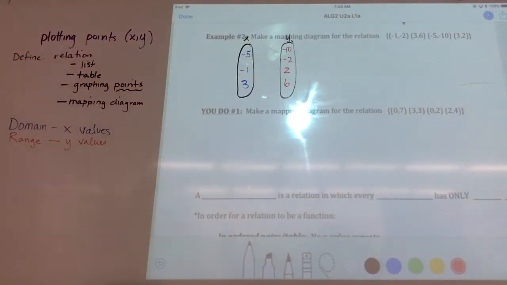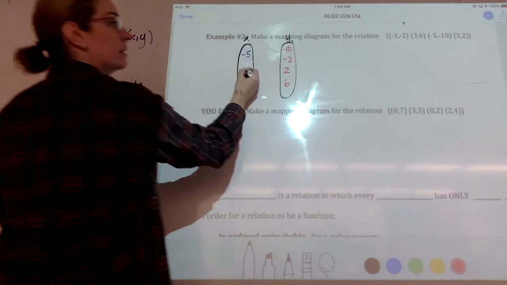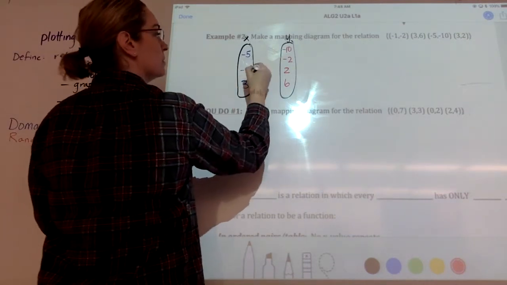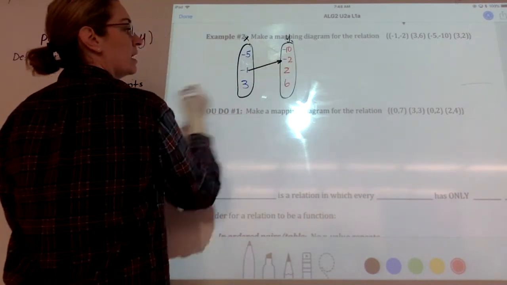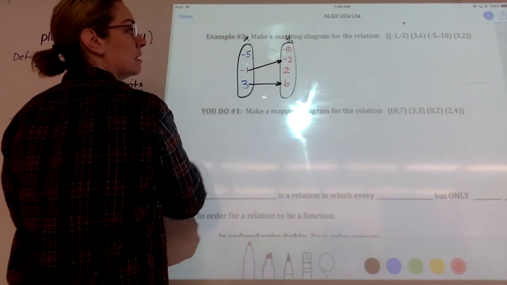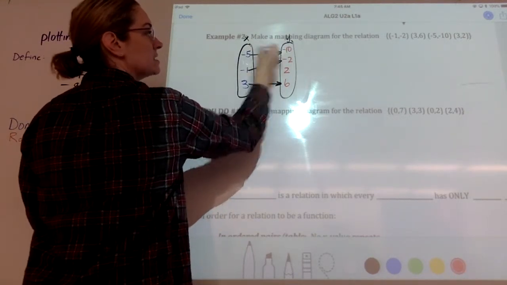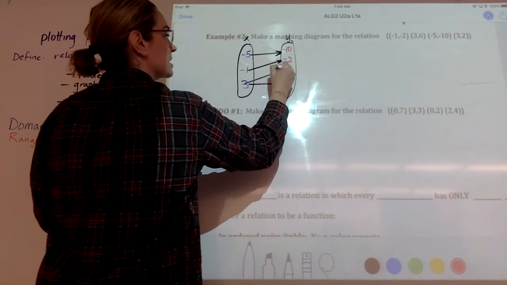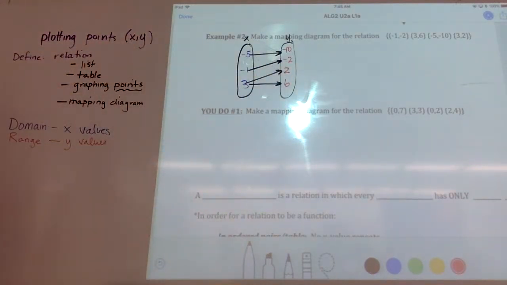All right, before we draw arrows, does anyone have a question about how I generated those 2 number sets? All right, then all I do is draw arrows for the ordered pairs. -1 matches up to -2. 3 goes with 6. -5 is going to go with -10. And 3 is going to go with 2. And I'm done.